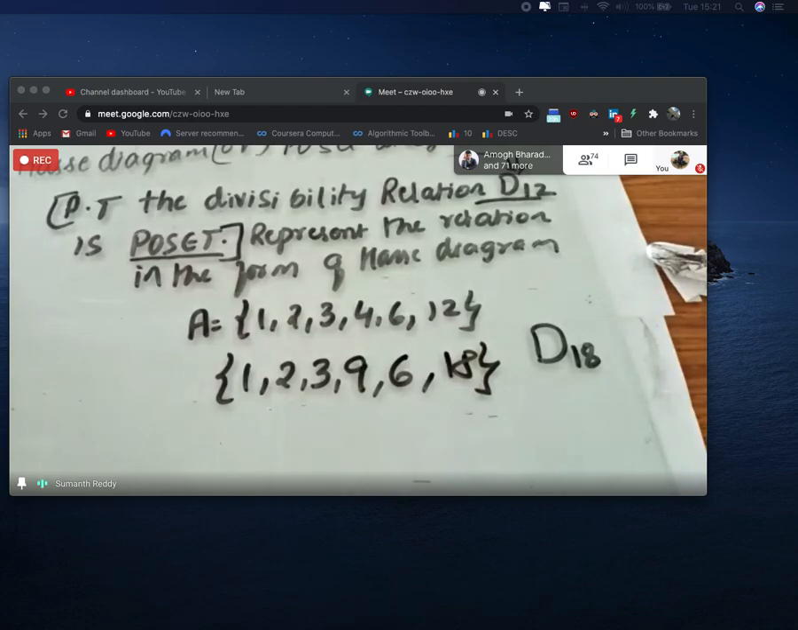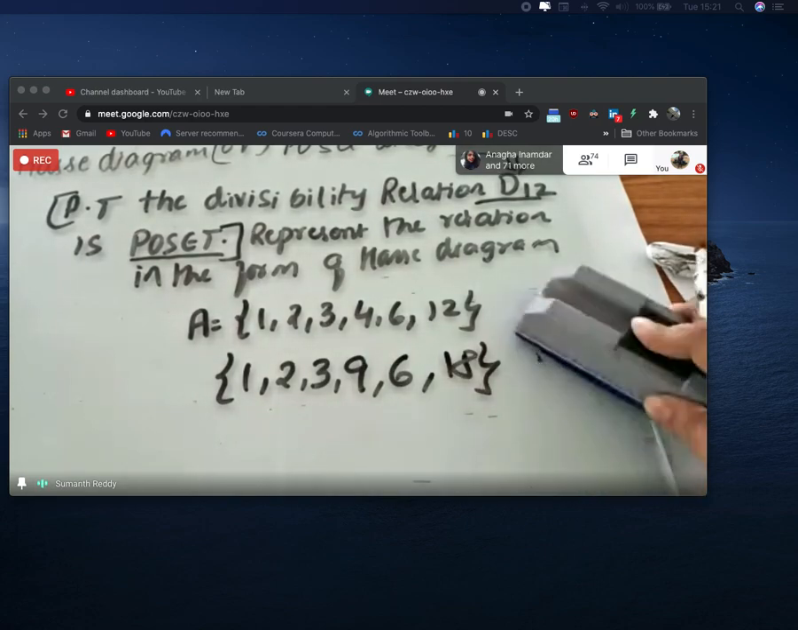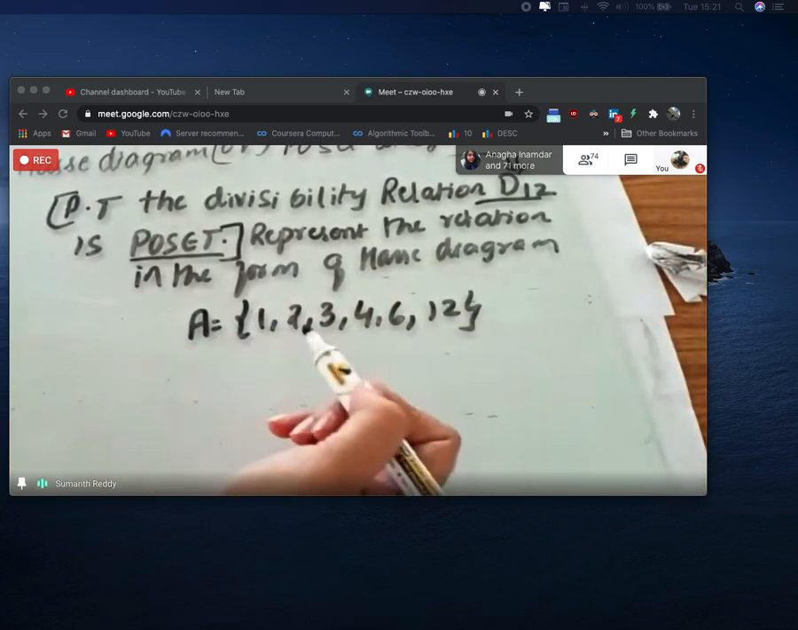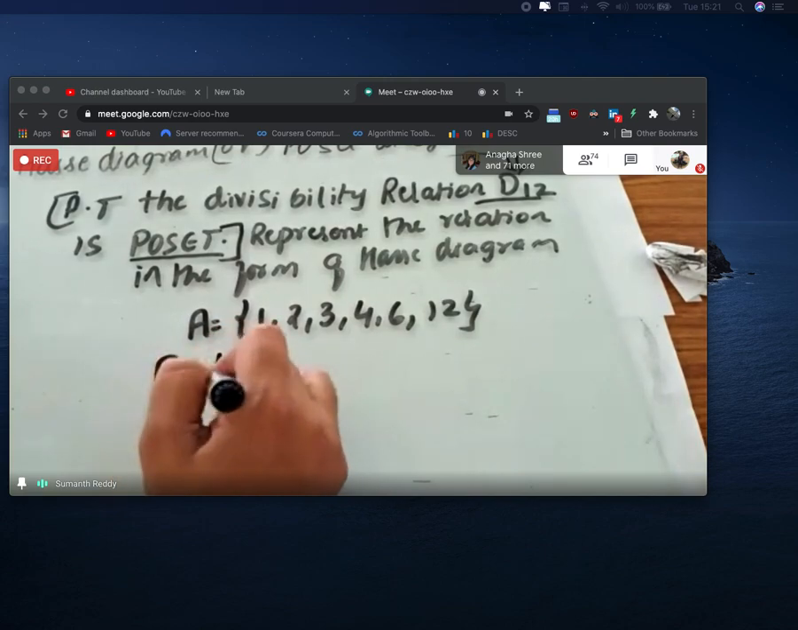The same goes even with 24, 30, 36. So you have to include all the positive divisors. Once you get the elements of the set, easily you can write the relation, right? So writing the relation will be very simple.